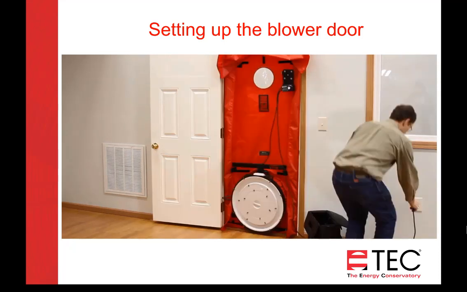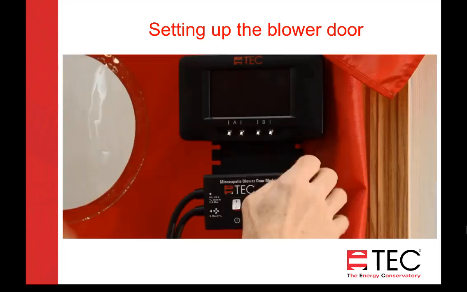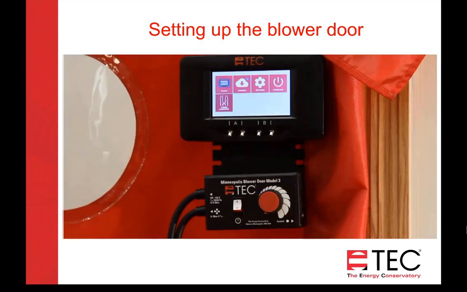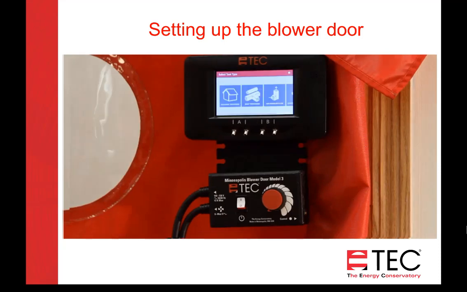And then you'll plug that one end into the blower door fan and plug the other end into the wall. Put the DG1000 on there and turn it on. And that will bring you to the home screen. And on the bottom row there is the tubing assistant. So I'll touch that. And that'll help you get the gauge set up real quickly.